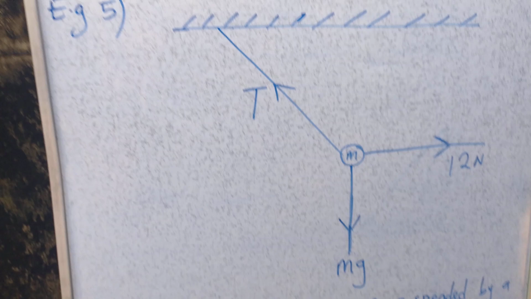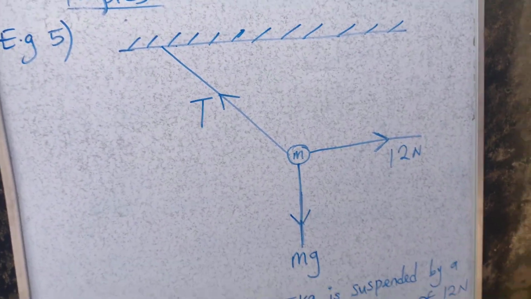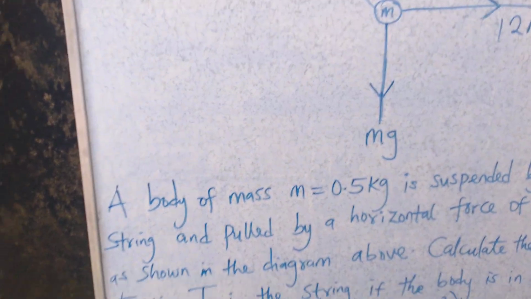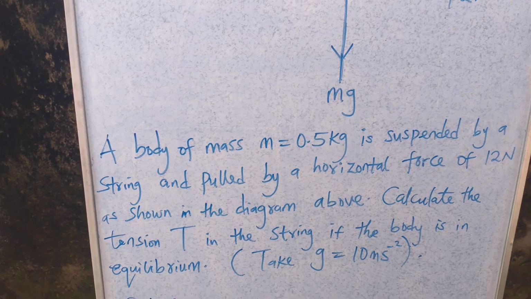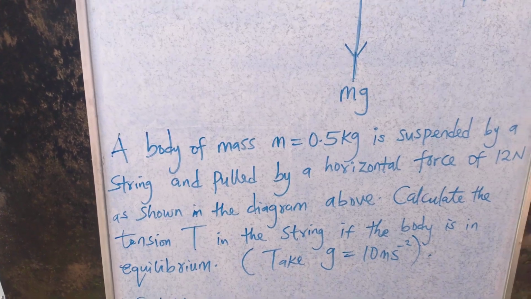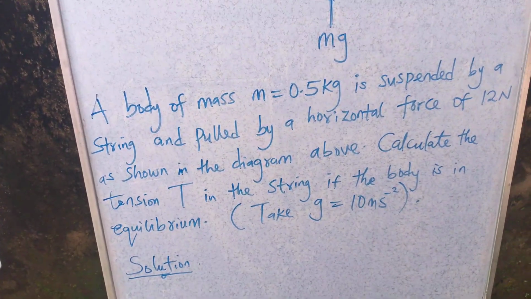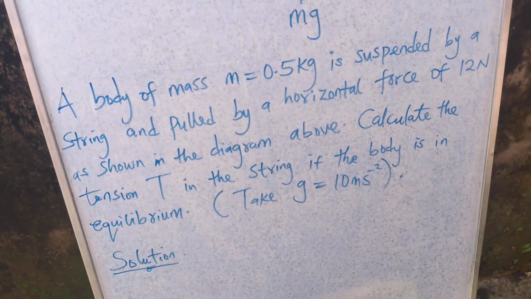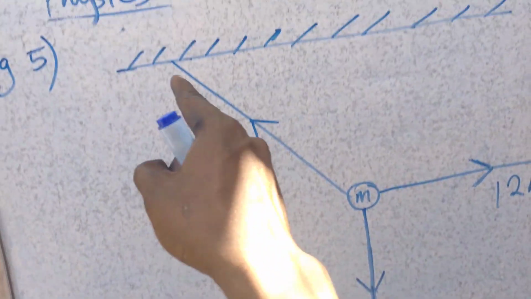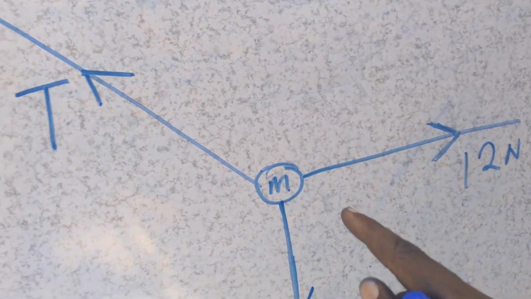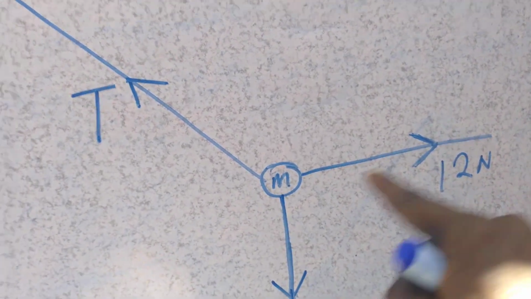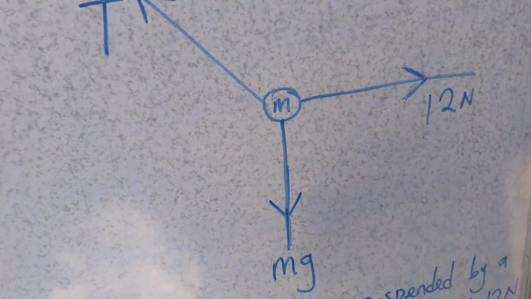Alright, let's look at this question, example 5. This is the diagram we have there. It says a body of mass 0.5 kilogram is suspended by a string and pulled by a horizontal force of 12 Newton, as shown in the diagram above. Calculate the tension T in the string if the body is in equilibrium. We are given the acceleration due to gravity as 10 meters per second squared. This is the tension acting along this rope, and this is the body. The force is acting this way on this other string, 12 Newton. The weight of the body is acting vertically downwards.